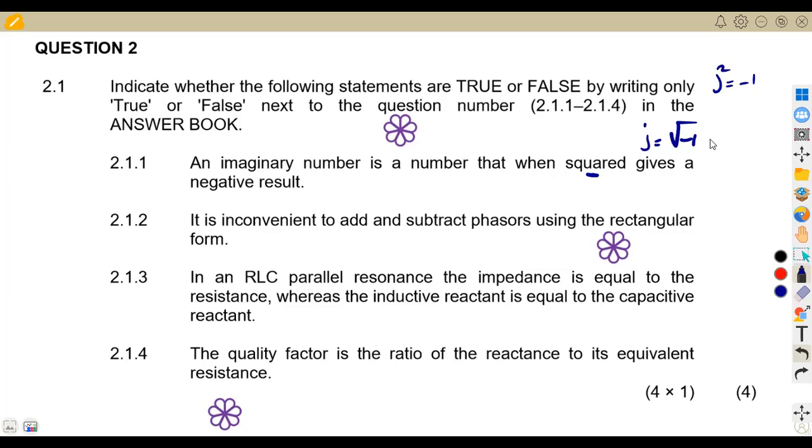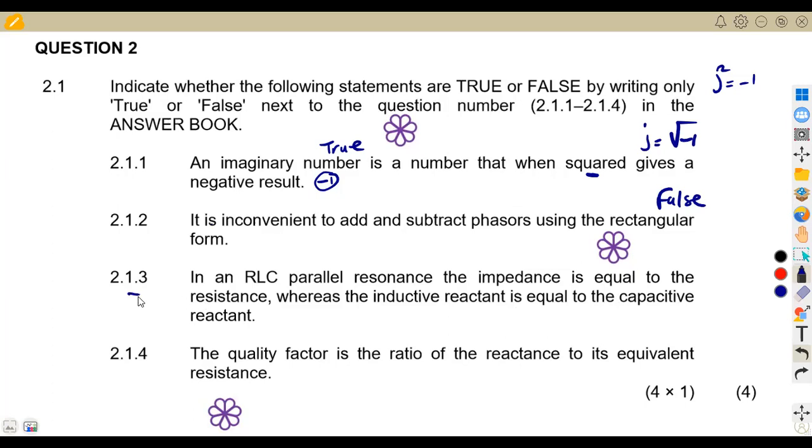Remember, from your laws of sets and from your complex numbers, that j squared is equal to -1. So truly, this is true because our answer is a negative. Okay, 2.12, it is inconvenient to add or subtract phasors using a rectangular form. Is that so? No, this is false. If you add the phasors, you actually need rectangular form. But if you are multiplying, then you need polar form. Rectangular form is best for adding and subtracting.